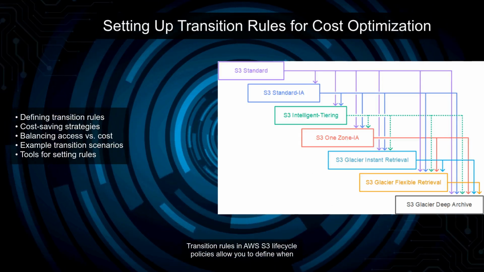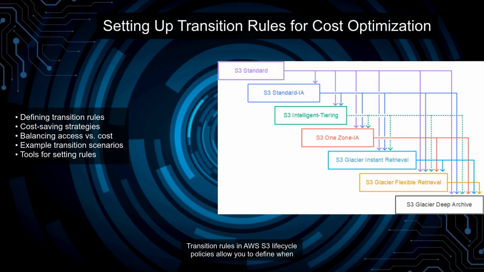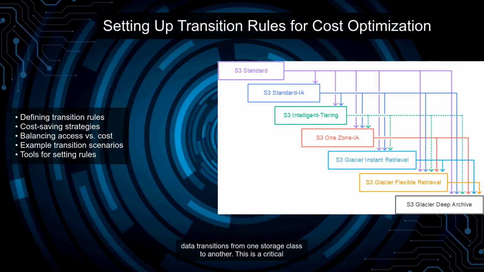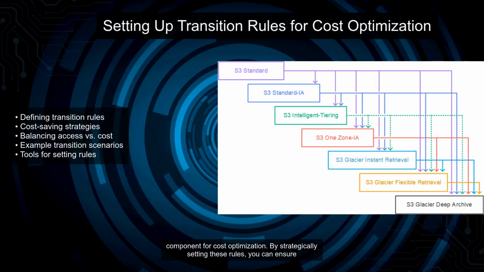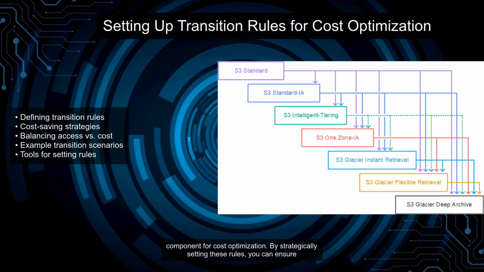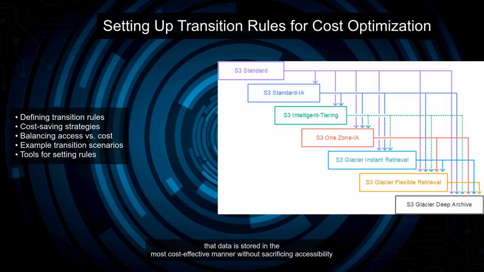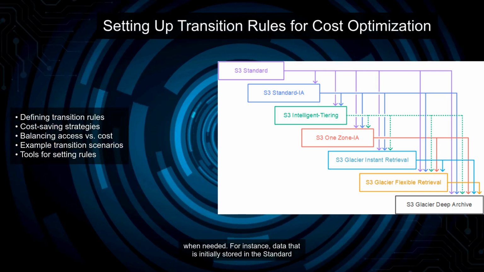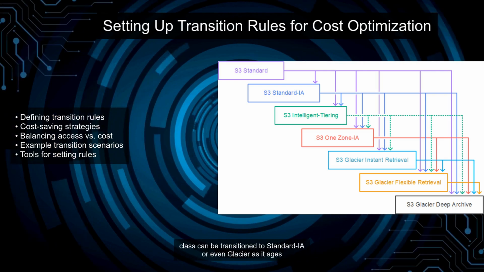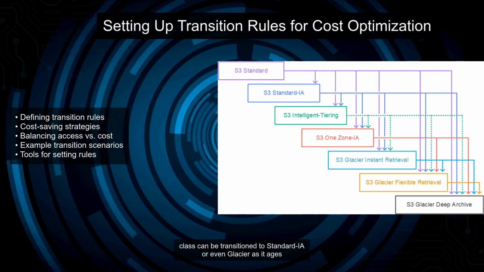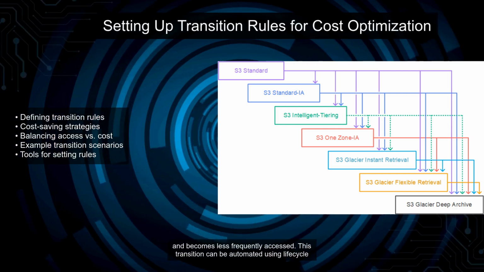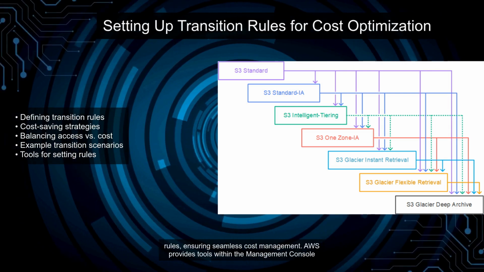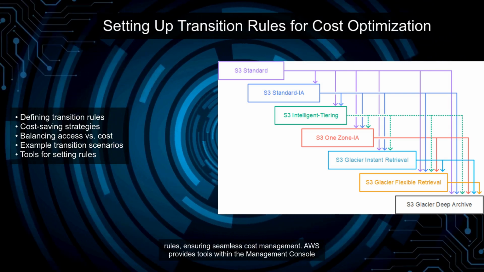Transition rules in AWS S3 lifecycle policies allow you to define when data transitions from one storage class to another. This is a critical component for cost optimization. By strategically setting these rules, you can ensure that data is stored in the most cost-effective manner without sacrificing accessibility when needed. For instance, data that is initially stored in the Standard class can be transitioned to Standard IA or even Glacier as it ages and becomes less frequently accessed. This transition can be automated using lifecycle rules, ensuring seamless cost management.